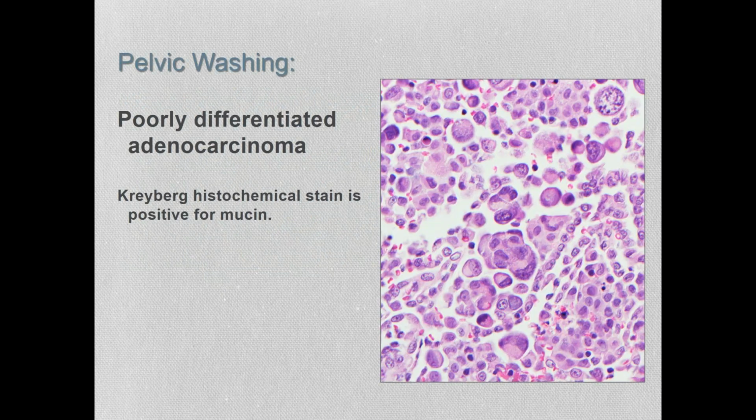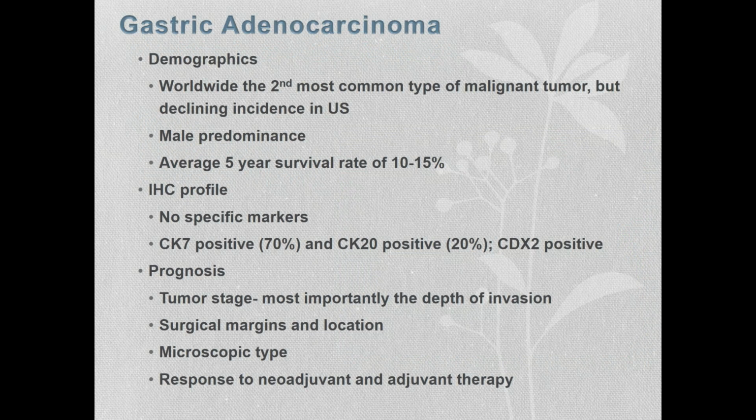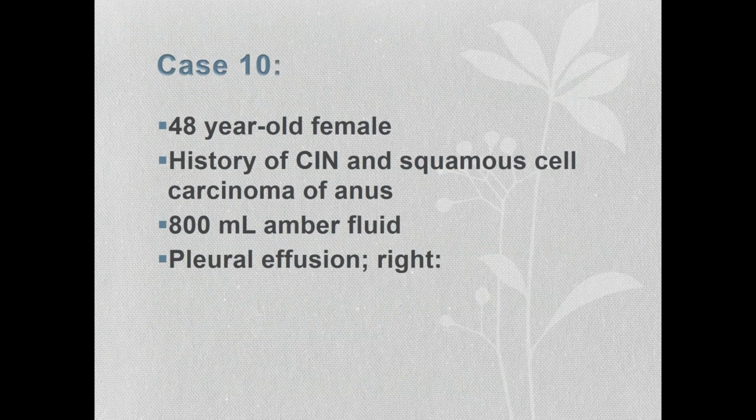That's absolutely correct. I probably shouldn't have shown you the CDX2, or it gave it away. In this case, this patient had actually outside slides that were submitted for consultation at the same time, which showed a poorly differentiated adenocarcinoma of the stomach in a biopsy. We know that gastric adenocarcinomas can be quite aggressive. The average 5-year survival rate is only 10 to 15%. It's the second most common type of malignant tumor, but it is declining in the United States, and it has a male predominance. So let's go to the last case of the day.